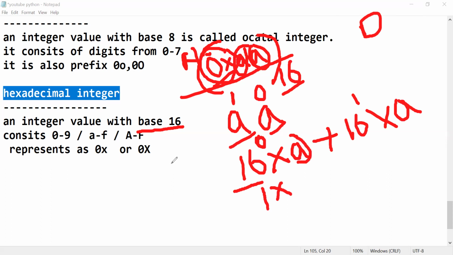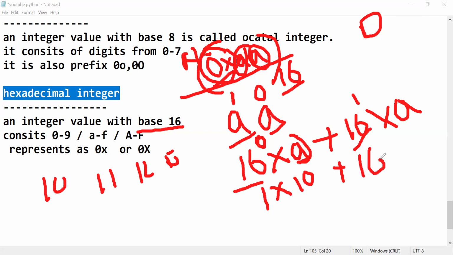See guys, I already explained that the A value is 10, B value is 11, C value is 12 and F value is 15. So here we have A, so we have to take it as 10. And here we have 16. We have 16 power 1, which comes to 16, and the value of a is 10. So 16 into 10 we will get 160, guys. Here 10 and here 160. The sum of 160 plus 10 we will get 170, guys.